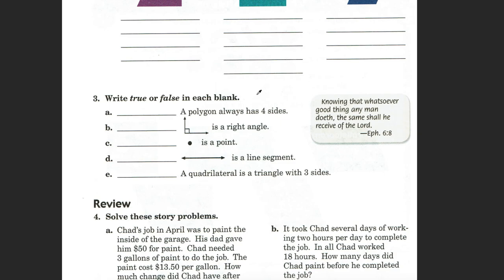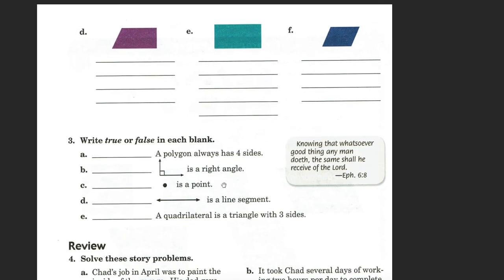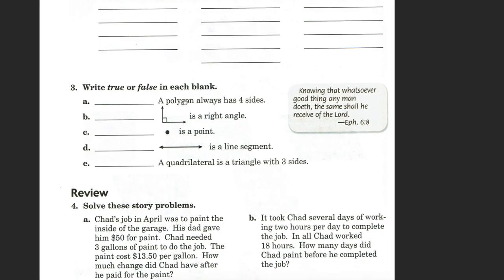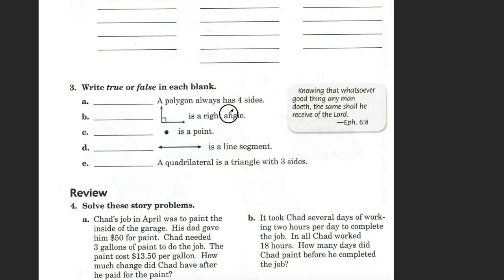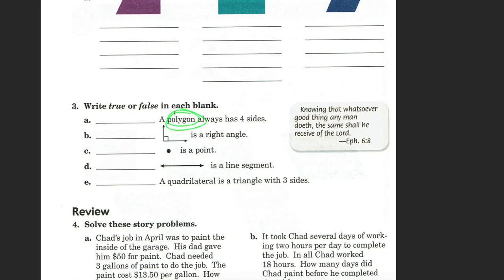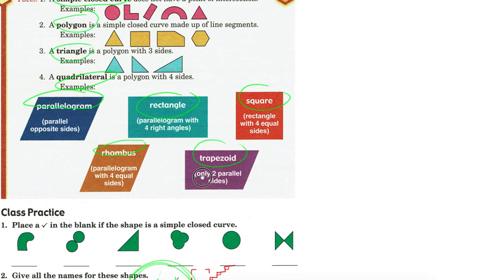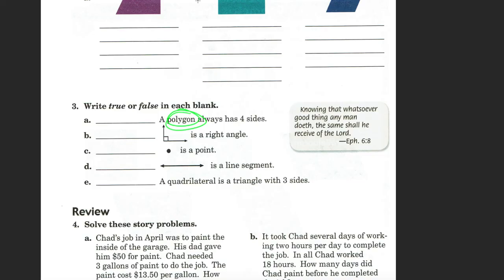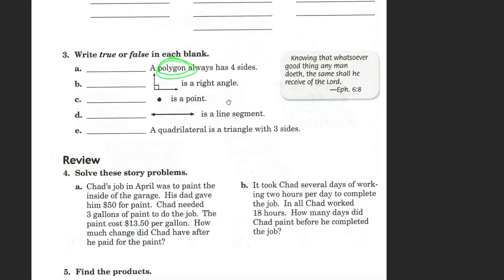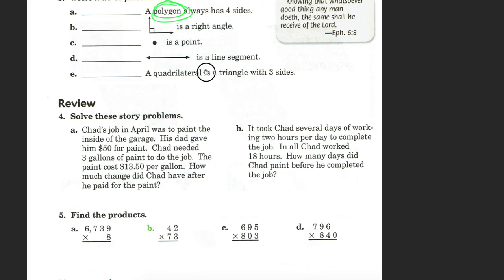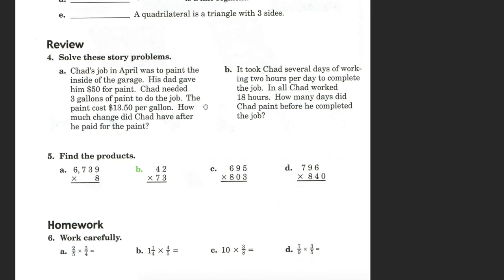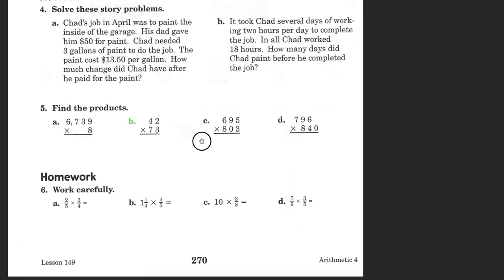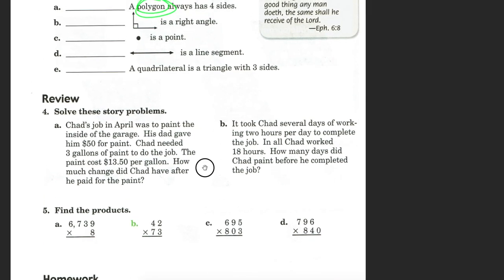Okay. All right, let's look at the next page here. Okay, same thing. You're just going to keep doing what we just did. Write true or false in each blank. Okay, a polygon has 4 sides. If you don't remember what a polygon is, go back to this page here. Polygon. Does it have to have 4 sides? Okay. Everything else seems pretty straightforward.